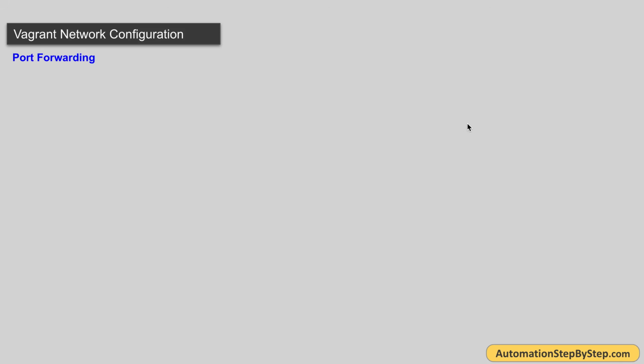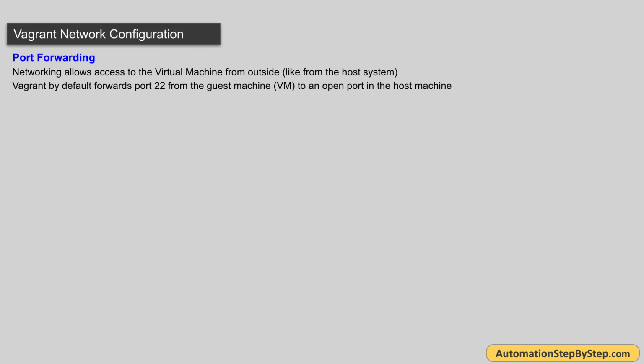So here let us first understand what is port forwarding. In Vagrant we have an option where we can forward the port of the virtual machine outside, and we can map the port of a host machine to the port of a virtual machine, and then we can access any application running on that port. By default, Vagrant forwards port 22 from the guest machine, which is the virtual machine, to an open port in the host machine. However, we can also specify which port to map in our Vagrant file.